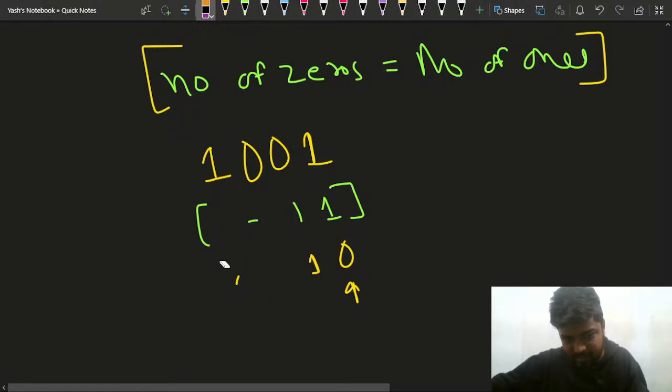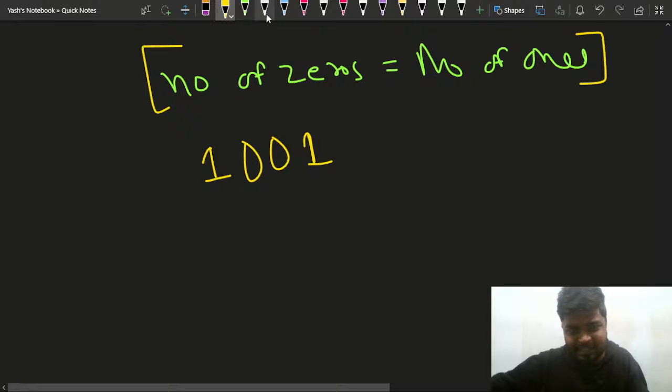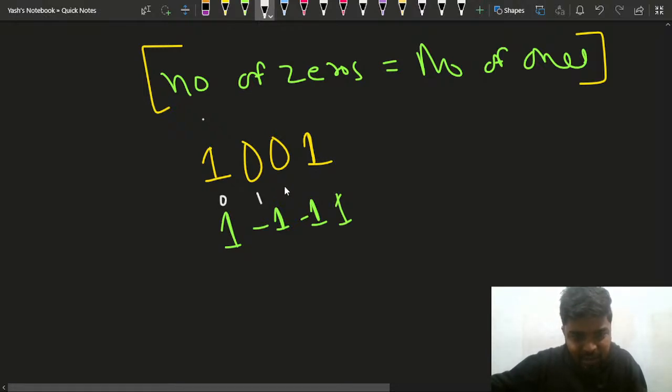So if you look at this particular example, let me first draw it: this is 1, this is -1, this is -1 and this is 1. Let me bring in the indexing part. The indexing here is 0, here is 1, here is 2, here is 3. I'm going with 0-based indexing.